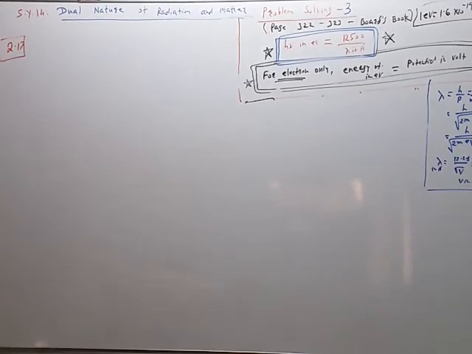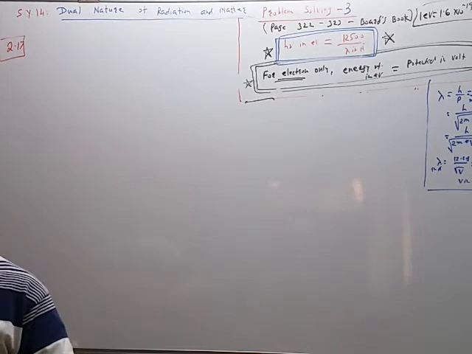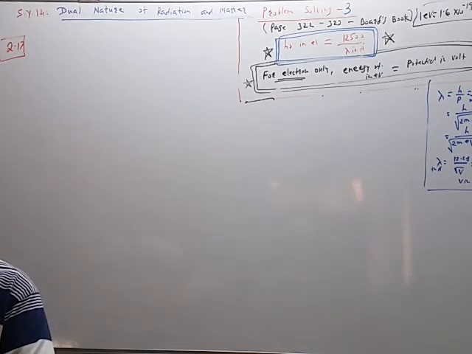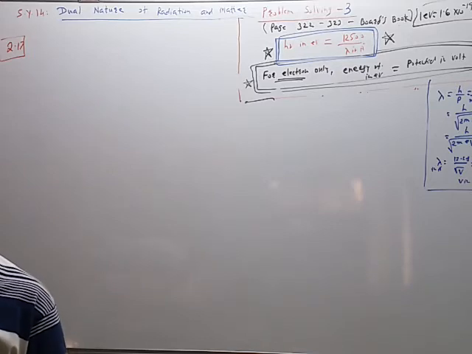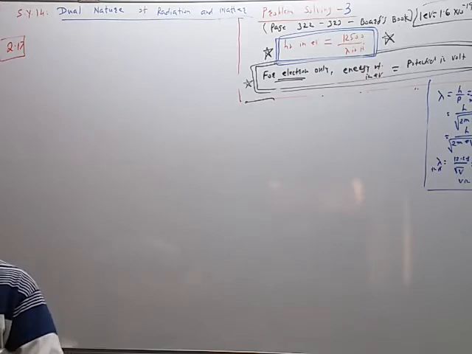Next, question number 17. In nuclear reactors, neutrons travel with the energies of 5 into 10 to minus 21 joule. Find their speed and wavelength. What to find? Speed and wavelength. So first we will find the speed.